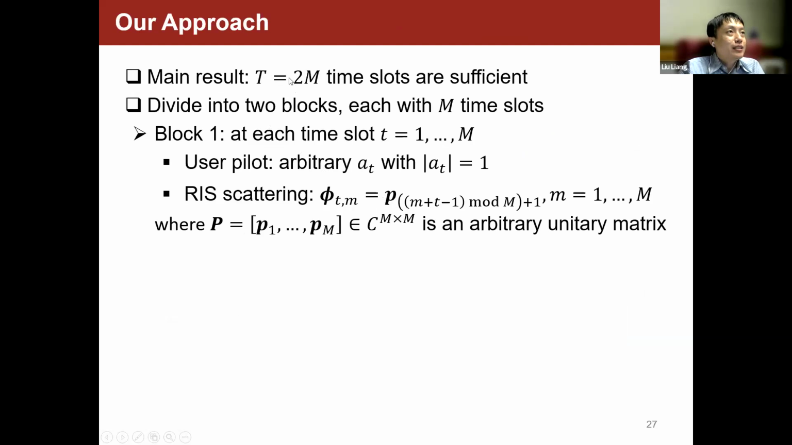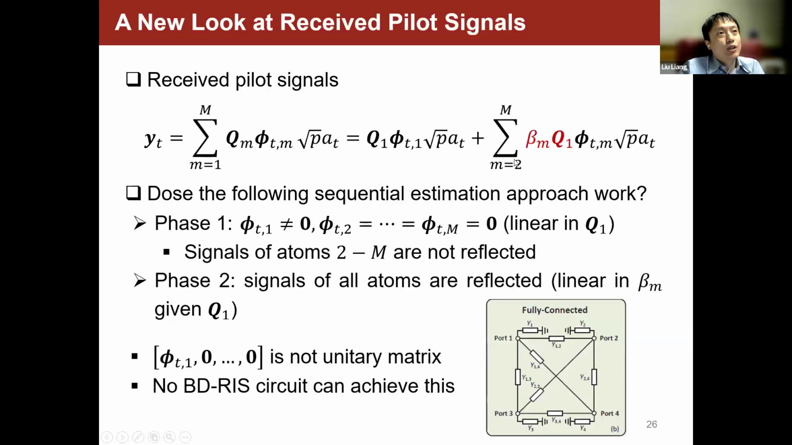So we can show that we can use 2m time slots to estimate the channels. The basic principle is that we still want to cancel this term, right? Because this is the nonlinear term. We estimate Q1 first, and after we know Q1, we use this to estimate beta. Still, we want to use this approach, but we cannot use the sequential estimation approach to achieve this goal.